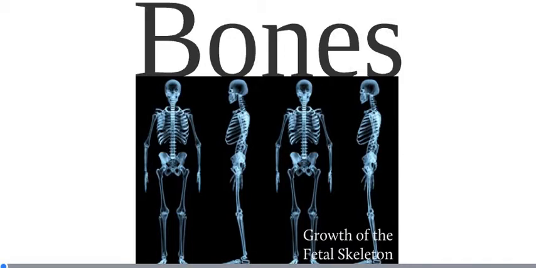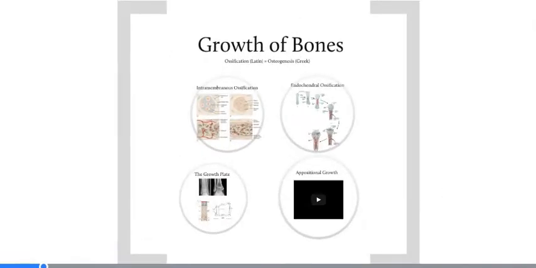The next two sections of the bone tissue and skeletal system chapter are going to concentrate on how bones grow. We'll start with the major processes that are found during fetal skeletal development. There are several processes important in the growth of bones.